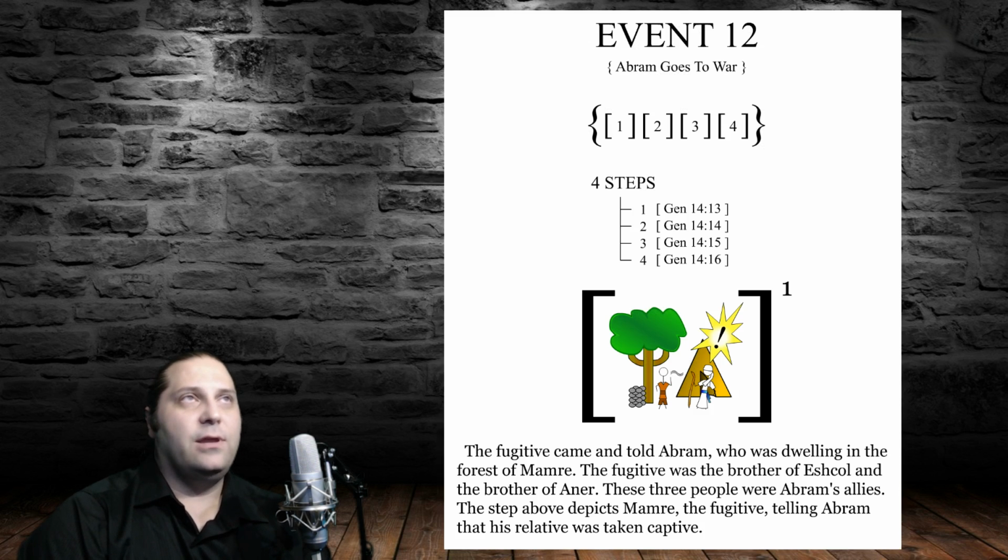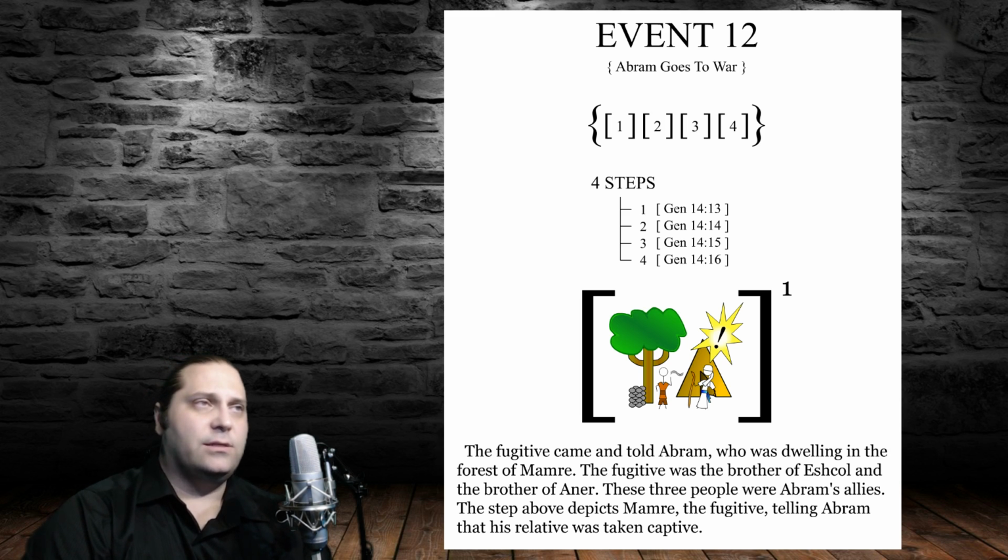Event 12, Abram goes to war. We can see this event is made up of 4 steps. Step 1 can be found in Genesis 14, verse 13. Step 2 can be found in Genesis 14, verse 14. Step 3 can be found in Genesis 14, verse 15. And step 4 can be found in Genesis 14, verse 16.